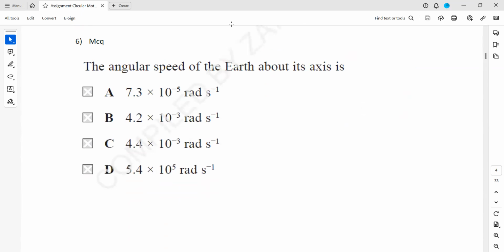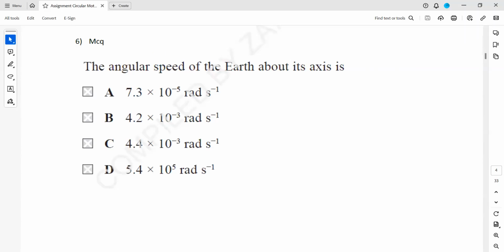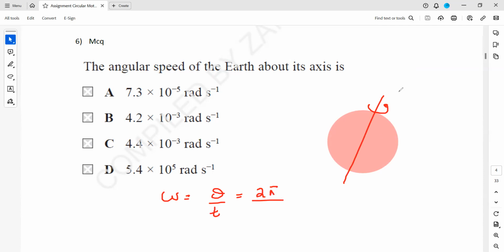The angular speed of the earth about its axis. How can we work out the angular speed of the earth about its axis? The axis of rotation of the earth is slightly tilted. It takes 24 hours for one complete rotation. So we need omega. Angular speed means omega, which is theta divided by t. For one complete revolution, theta is equal to 2 pi radians. But what about the time period? The earth takes 24 hours.